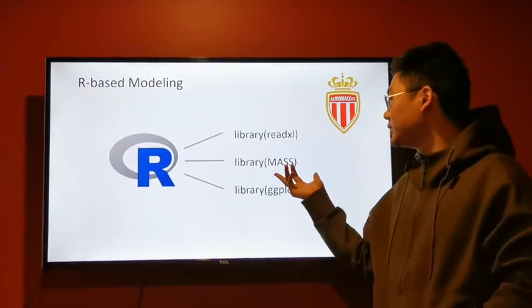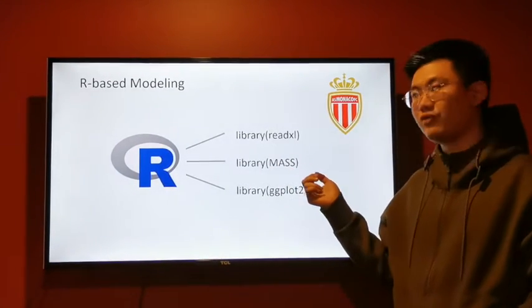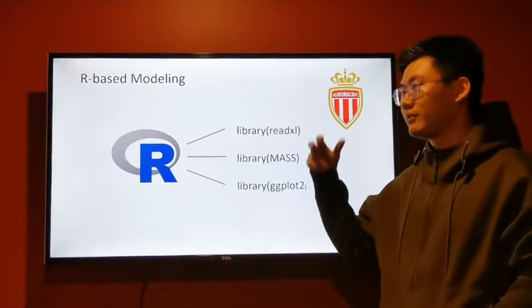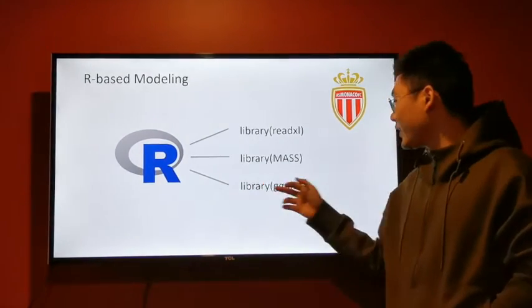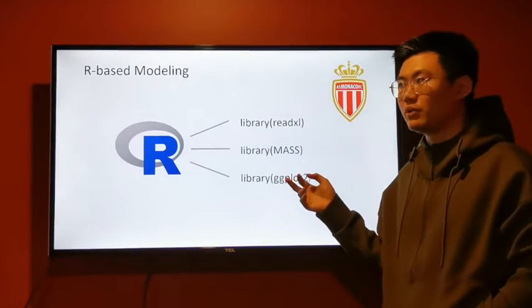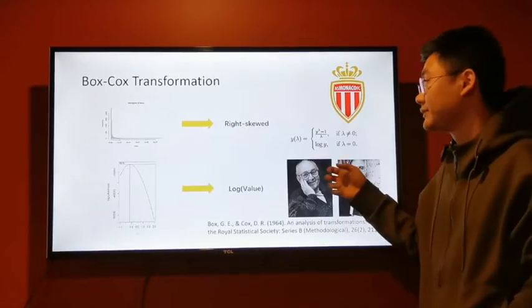And the second one is MASS. This is a very good package for conducting the Box-Cox transformation. It will be discussed in the next PPT. And the final one is a very famous one. This one is ggplot2. It's a very good package for drawing plots.